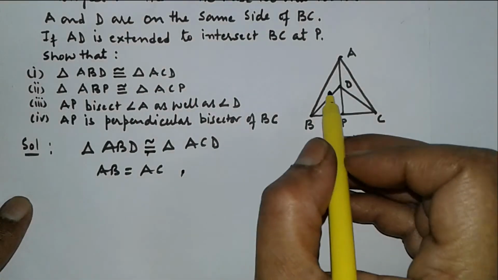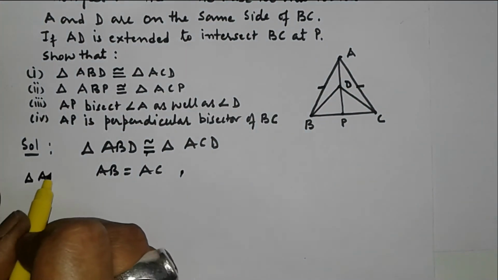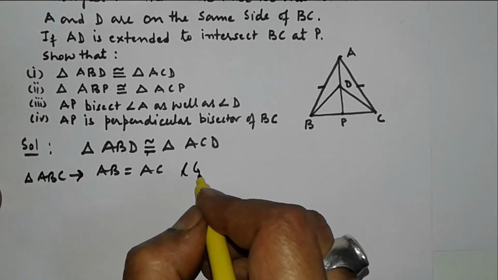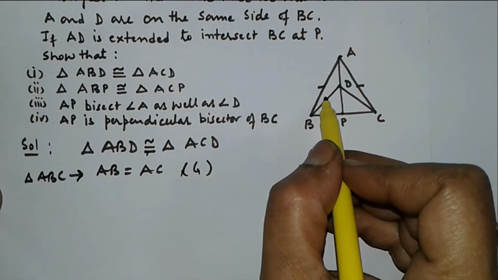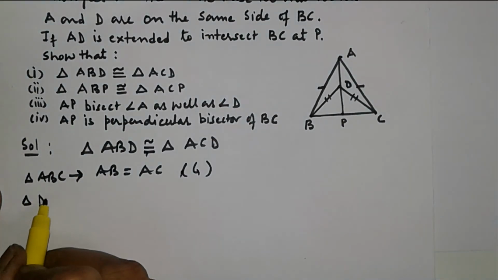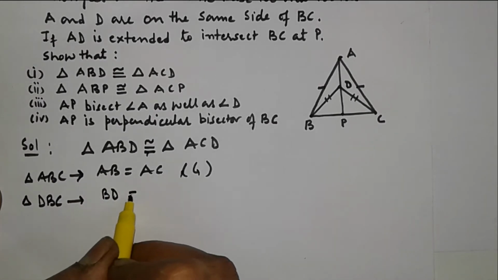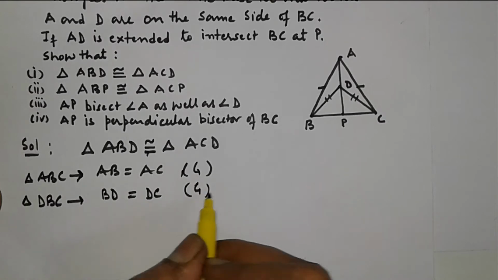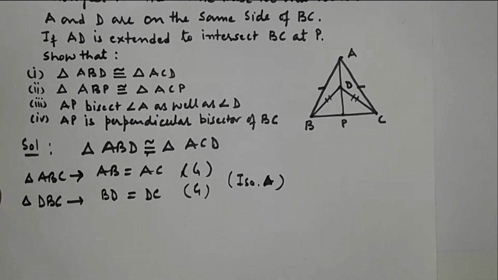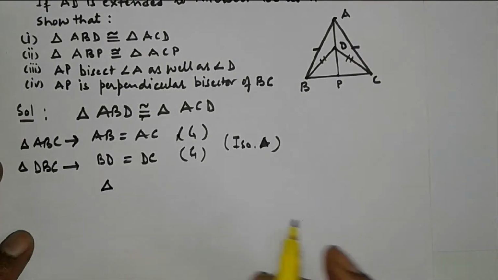Now you see it is given isosceles triangle, so this side is equal to this side. Therefore in triangle ABC we can write AB is equal to AC, it is given, and in triangle DBC you can write BD is equal to DC, it is also given because both are isosceles triangles. Now we have to prove triangle ABD is congruent to triangle ACD.